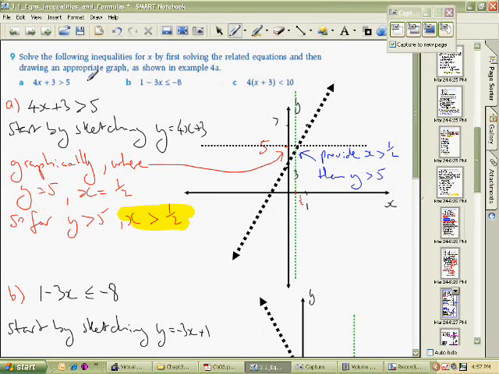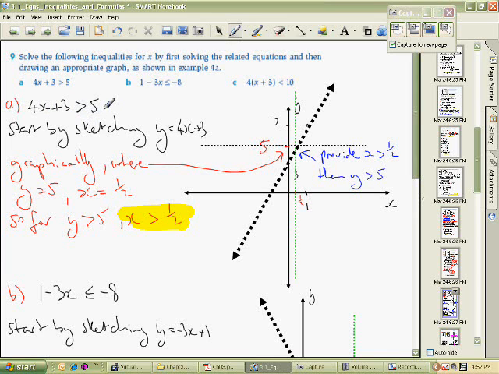This one here, very annoyingly, is about graphs. So we had to draw a graph. Nevertheless, we're trying to find when is this true. For what values of x do we get this expression here producing something that's greater than 5?